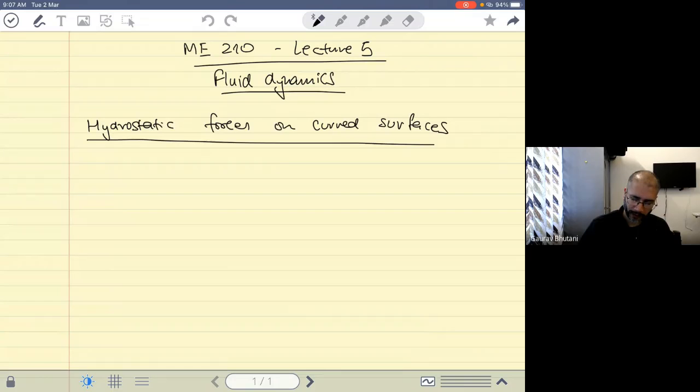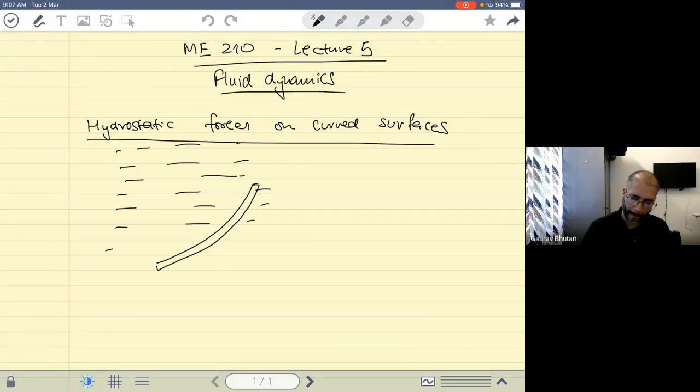So if we have a solid surface which is curved, something like this, and this is immersed in a liquid, so you have liquid all around it. Right. So because of the pressure in the fluid, you will have some sort of force acting on this curved surface.